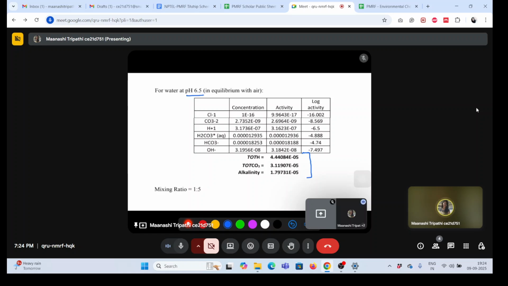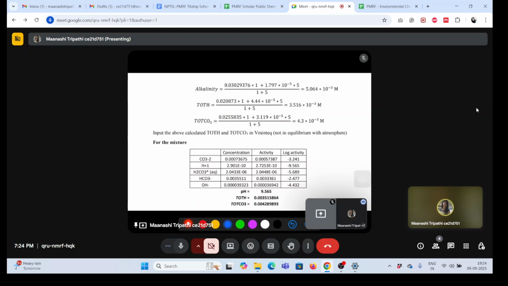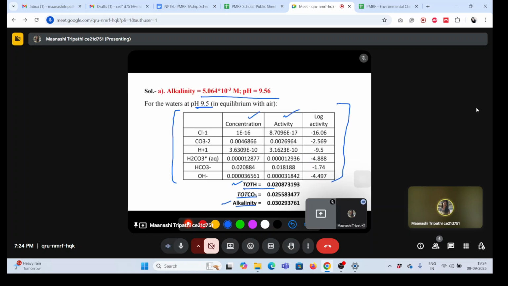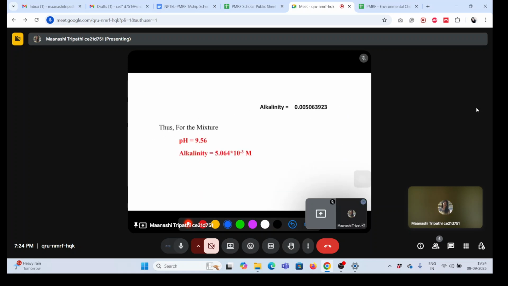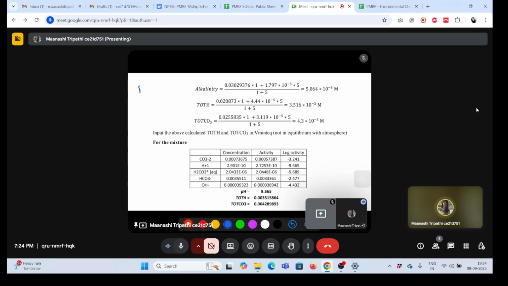There is a mixing ratio of 1:5, and now it is very simple. If we consider alkalinity as A1 for the first pH, and alkalinity as A2 for the second pH, then it is simple. If we are solving alkalinity, this is just a dilution problem.